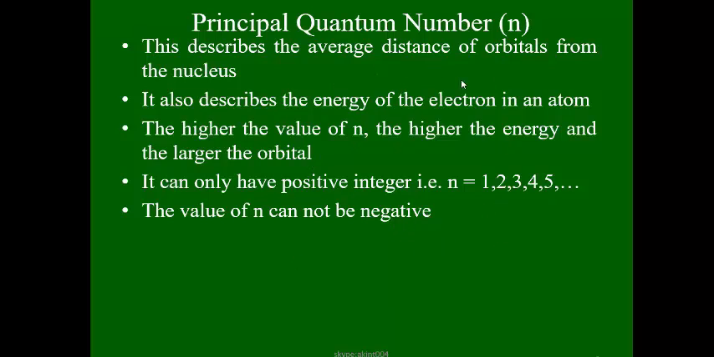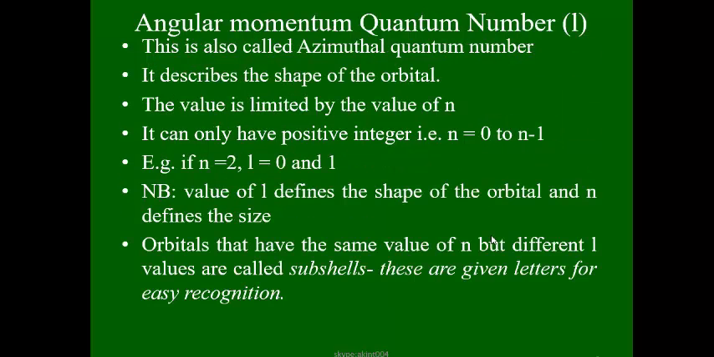And the larger the value of n, the larger the size of the orbital, and the greater the distance of the orbital from the shell. The angular momentum quantum number, also called the azimuthal quantum number, describes the shape of the orbital. When we have a particular orbital, the value of l tells us which shape it is.